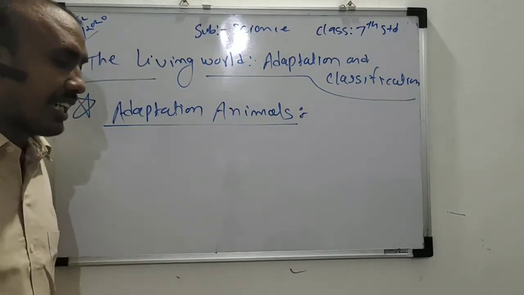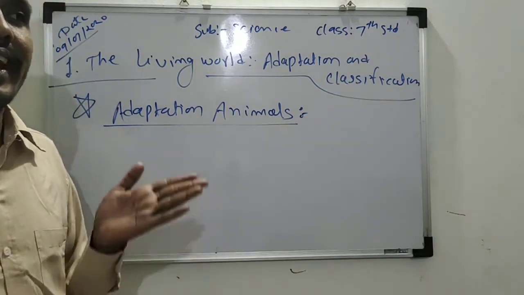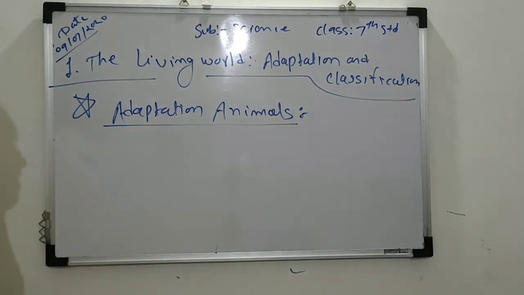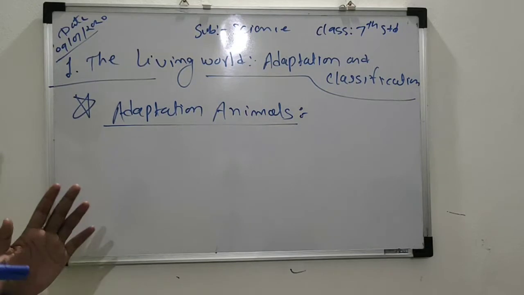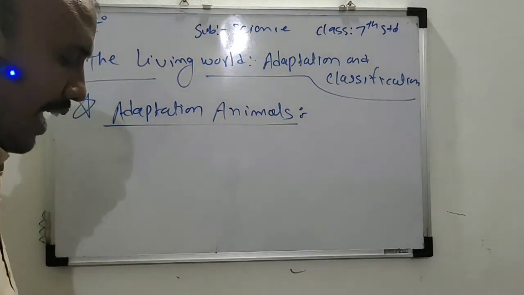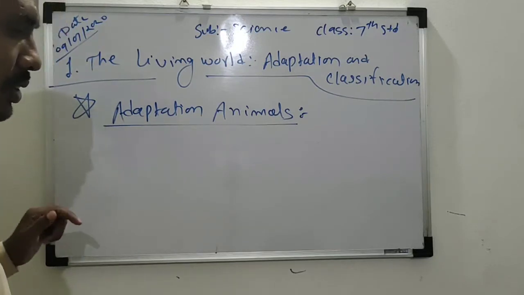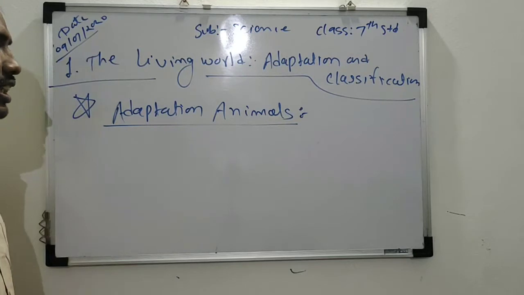So what are the basic characteristics of aquatic animals? Which animals live inside the water, or which are the aquatic animals? Yes, obviously fish. Yes, frog. Yes, crocodile. Yes, correct. So those are the different types of animals that live inside the water. That is aquatic animals. So what are the basic characteristics of aquatic animals?